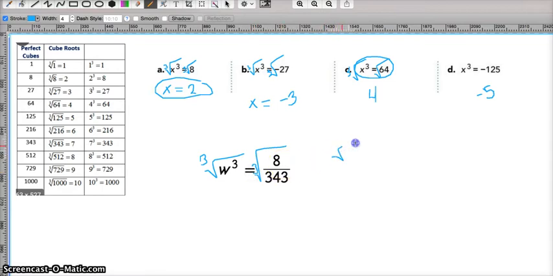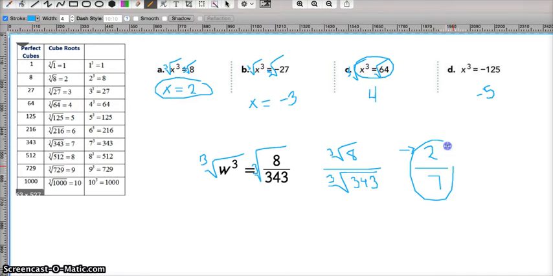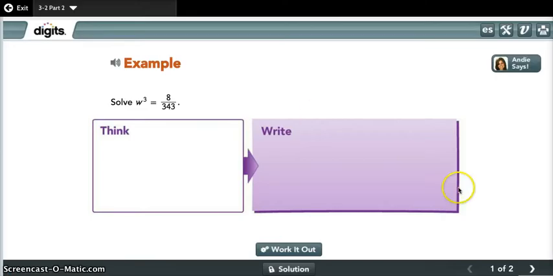You just take the cubed root of 8 and the cubed root of 343. And 343 is one of those odd numbers that I don't have memorized. I think 7 is the root, but I'm not sure. All right, so the cubed root of 8 is 2. And the cubed root of 343, if we look at our chart, yep, is 7. So our answer is 2/7, and it's only positive because the number under the radical is positive. So 2/7 is our answer.